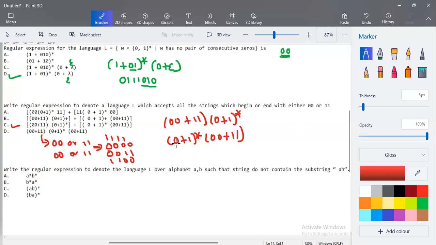Okay, so we have to check a way to neglect the remaining input, how the remaining elements don't come into the picture. Those things we need to analyze better. Okay, so we'll come to the last question. The last question is: write the regular expression to denote the language L over the alphabet {a, b} such that the string does not contain the substring AB. So substring AB should not be there.